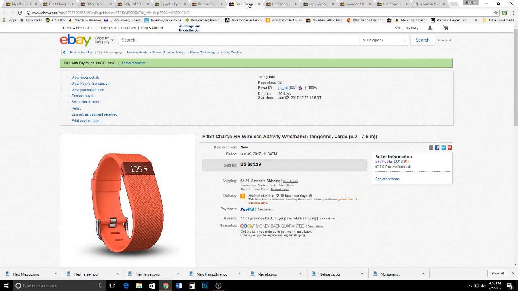My next item is the Fitbit Charge HR. It was an activity band, tangerine in color, and it was size large. It did come in its original packaging, which allowed me to sell it new, and everything was functioning on it. Sold it for $64.99. It cost me $13 approximately in fees, which means eBay paid me $52. It cost me $6 to actually purchase the item to flip on eBay. And so my total profit for this one item was $46. So if you can nail one of these big ones, that's a good one.